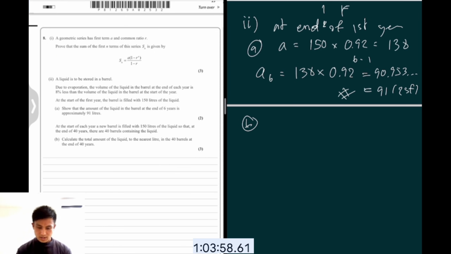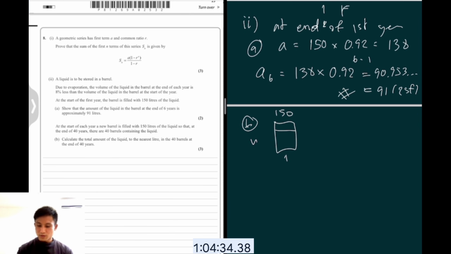So, let me think of it. A new barrel is filled. Okay. So it's like the first barrel from the first year will be filled on the first year at the start of each year. Okay. So barrel 1, you would start with 150.